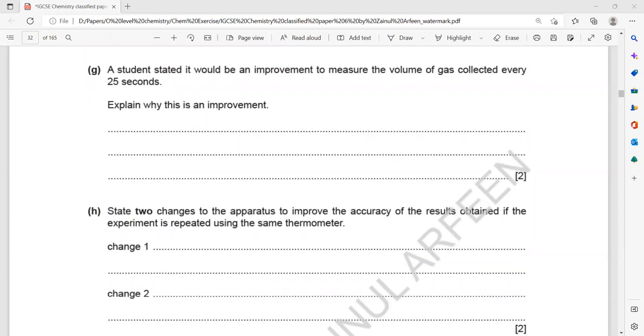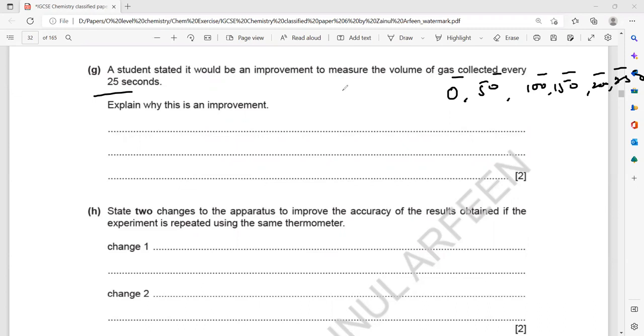If you are measuring after every 50 seconds, the points were 0, 50, 100, 150, 200, 250. How many points were there? 1, 2, 3, 4, 5, 6. But after every 25 seconds, how many points will there be? It will be about double.